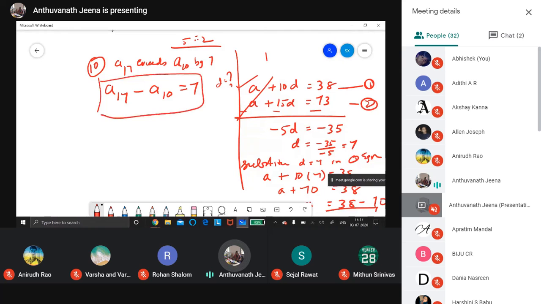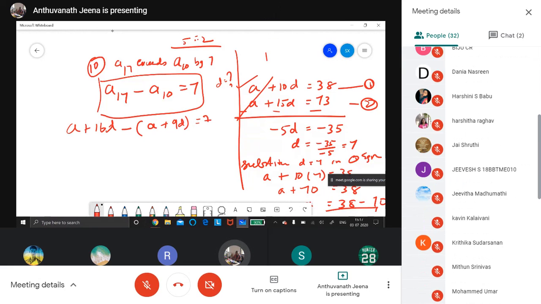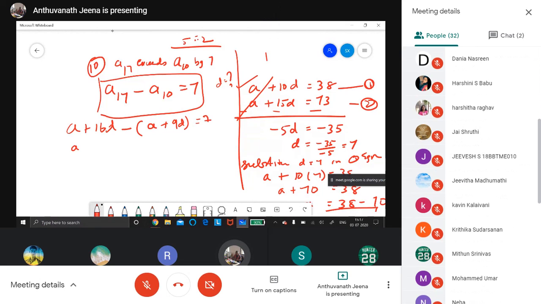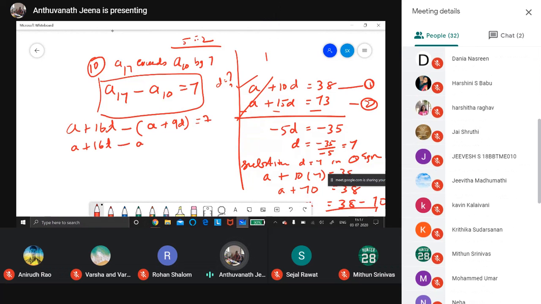Okay. Now you substitute. A plus 16D minus, bracket is important, children, because of the minus sign. I told you minus sign is like a corona. Be careful with the mask. So this bracket is very important. A plus 16D minus A minus 9D is equal to 7. So in that, A gets cancelled. 16 minus 9, 7D. 7D is equal to 7. So D is equal to 1.